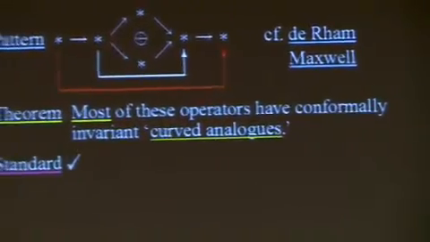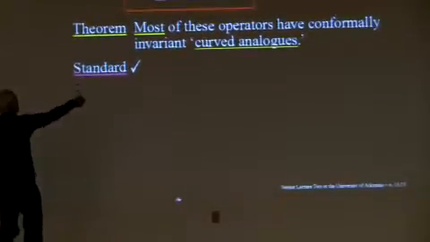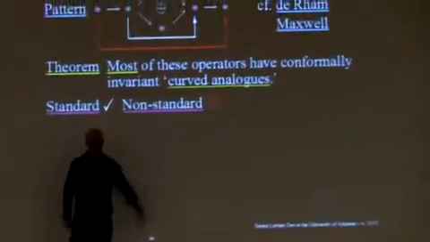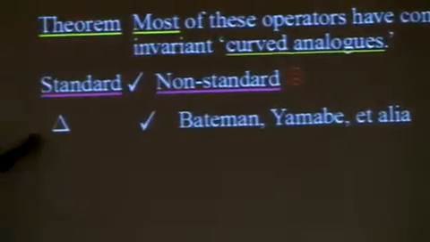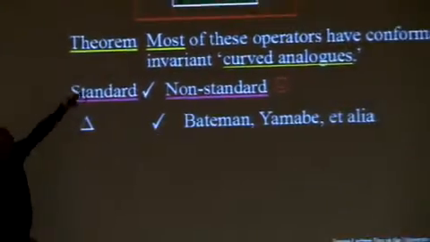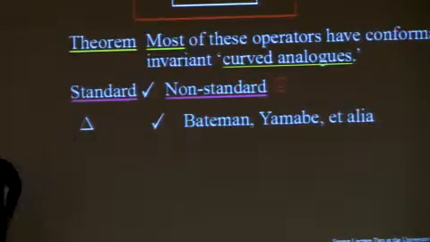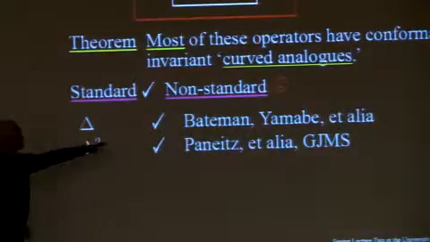So let me just tell you about this. The standard ones all do. So the ones that are in white here all do. The non-standard ones, the status is still unknown in general. It's some sort of unhappy symbol there. So various things like the Laplacian, which is a degenerate case of one of these red arrows, that one's okay. That's known to Bateman or Yamabe or actually Dirac. Various people have noticed that. The square of the Laplacian is okay.